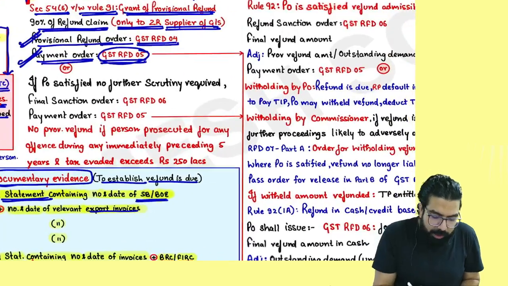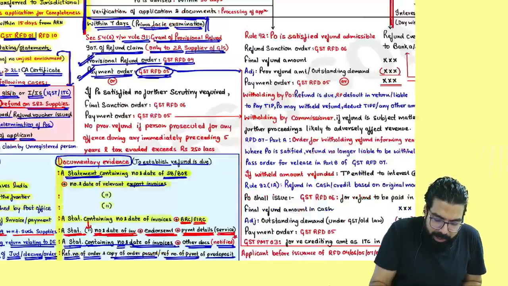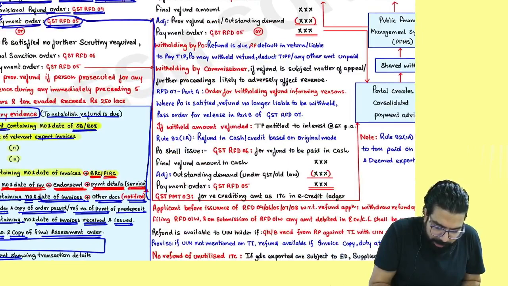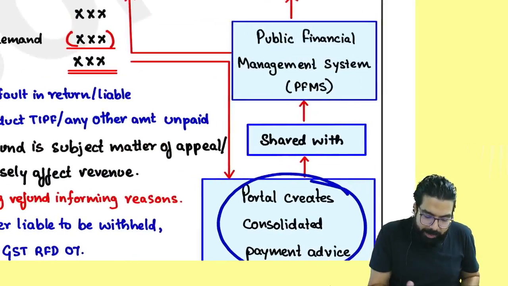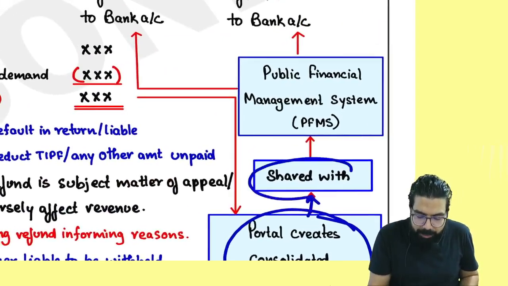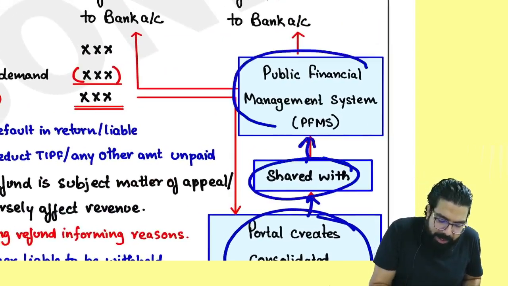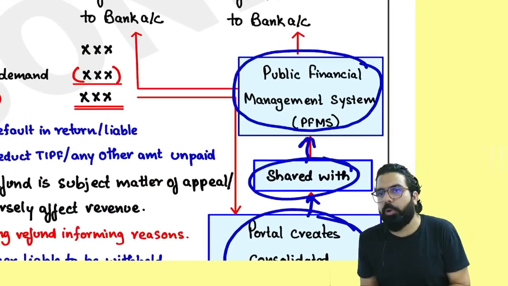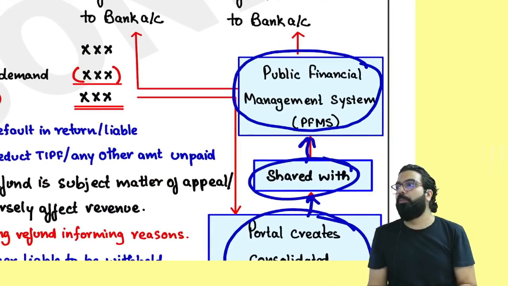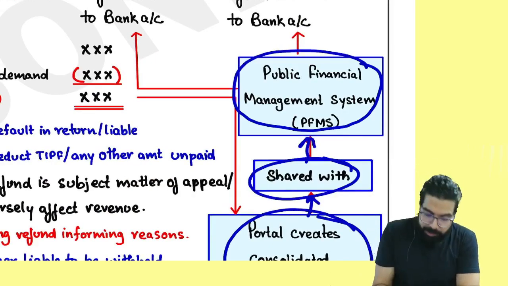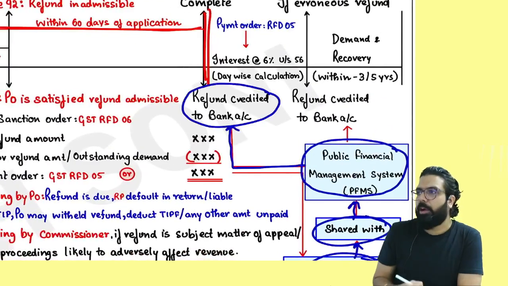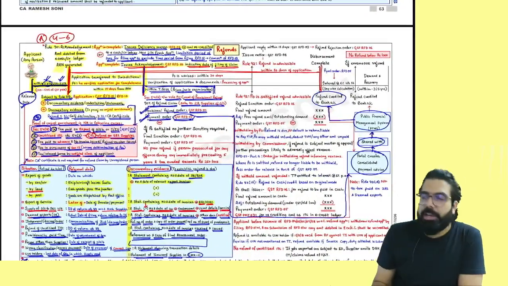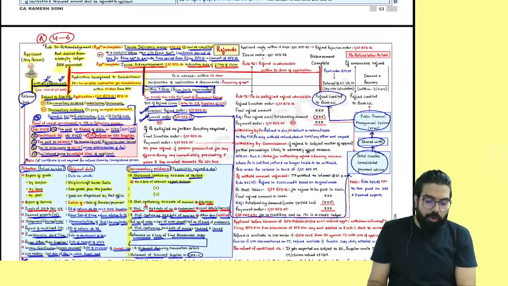And it says over here, sir, once the payment order is passed, I've gone ahead and drawn it like this. The payment order will say, the portal will create what? Consolidated payment advice, and the portal will share the consolidated payment advice with the Public Financial Management System. This is the government's portal which gives the money back to you. Are we clear? And hence, from this PFMS website the money will come in your bank account. Sir, are we all clear till here? Can we go ahead? Everyone over here now.